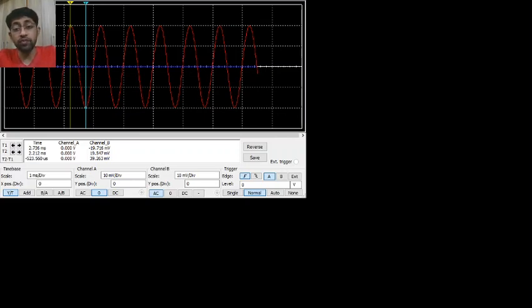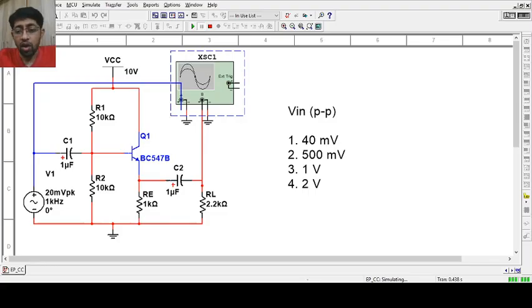So when input is 40 millivolt, your output is 39.263 millivolt. So you just note it down. Now let us change the value of our input peak to peak.